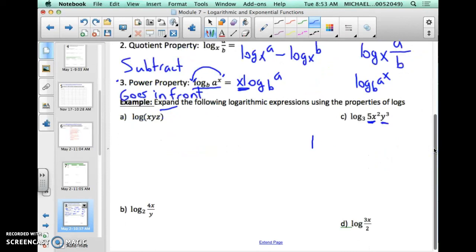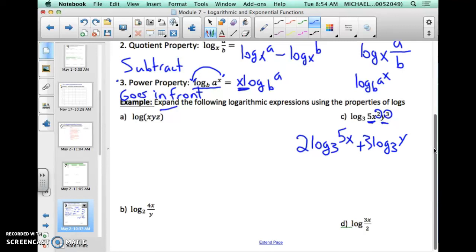I have log base 3 of 5x, and that power of 2 goes up front of that logarithm. Then I add, because of multiplication, log base 3 of y, and the power of 3 goes out front of that logarithm.